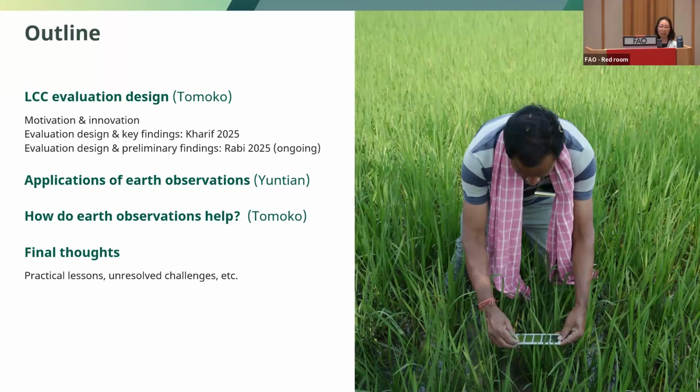So I'll cover the motivation of the study, the design of the two field experiments, and preliminary analysis using the primary data that we've collected on the ground. And then I'll hand over to Yuntian, who will talk about the potential application of satellites to improve the relevant outcome measures here. And then I'll come back at the end to share how so far satellites have added to the evaluation.